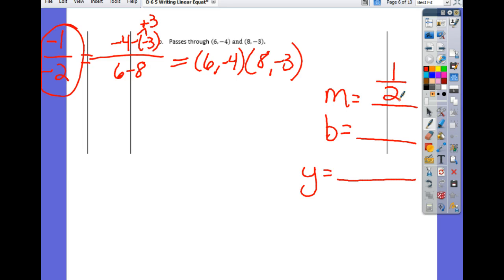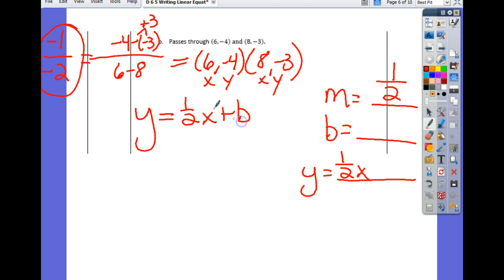Right, so now we know that y equals 1/2 x. Now figure out the b. I don't care which one you use, this x and y or this x and y. Substitute it in for y equals 1/2 x plus b. Substitute it in. Show me your final equation, what your y-intercept is.